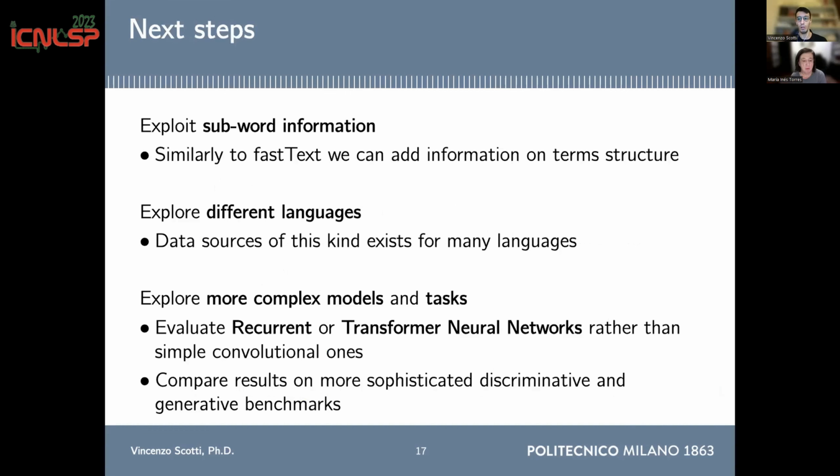Concerning the next steps, I will go through them very quickly. We want to exploit also subword information, like FastText is doing. We want to test different languages, and we want also to go towards more complex models. Now that we know that it works sufficiently well, we can try more complex recurrent or transformer networks and even more sophisticated benchmarks.